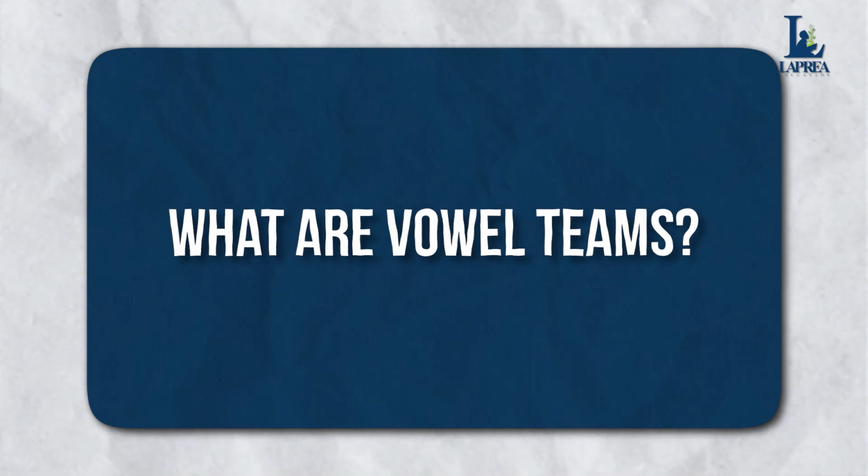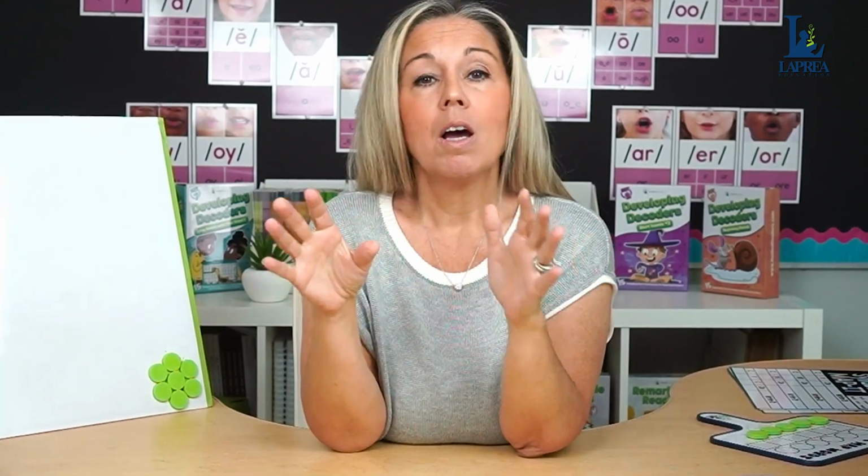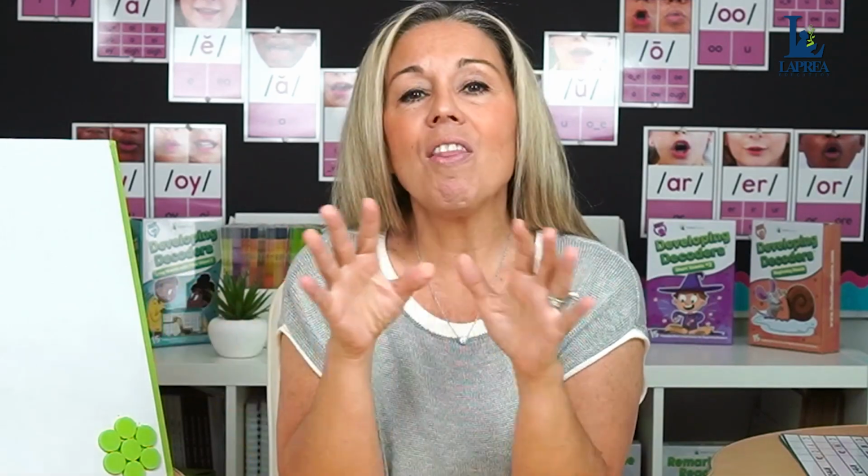What are vowel teams? How do we define vowel teams? A vowel team is when two or more letters work together to represent a single vowel sound. Now, many of these teams create long vowel sounds, but some do represent short sounds or even different sounds altogether. So today, we'll start by focusing on vowel teams that represent long vowel sounds, and then we'll explore some of the vowel teams that create different sounds. And then after that, we're gonna dive into diphthongs, which are special vowel teams that make entirely new sounds. So first, let's start with long vowel teams.